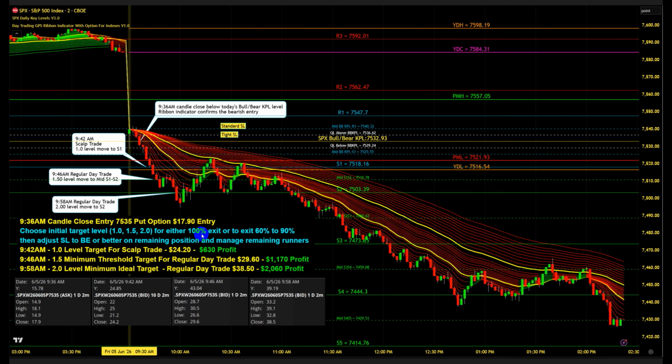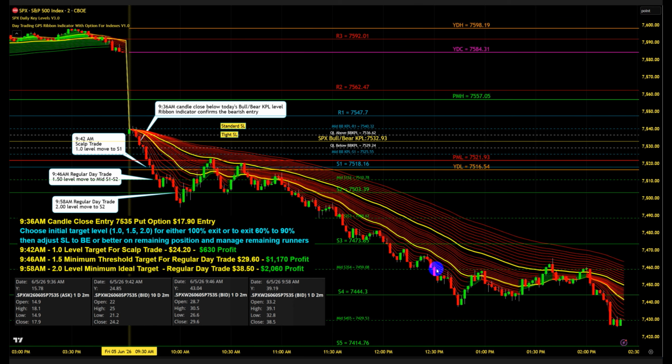Many traders choose to close approximately 60 to 90% of the position at the initial target, securing the majority of the profit while keeping a smaller position open to participate in any continued trend movement. After taking partial profits, the stop loss on the remaining contracts is adjusted to break even or better, creating a de-risked runner position. If the trend continues and the ribbon indicator remains aligned with the direction of the trade, the remaining position can be managed level by level.